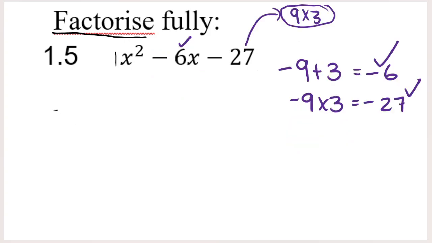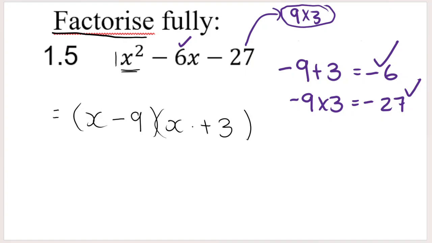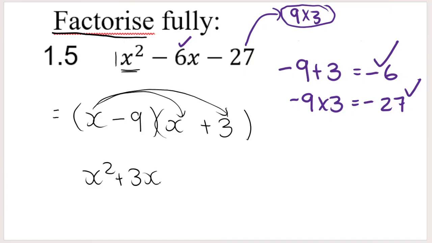So we're going to have two brackets. So it's kind of like difference of two squares in that we have two brackets. We're going to have an x and an x because x times x will get me that x squared. And then remember we said we need to use a negative 9 and a positive 3. The reason why is because if I have to distribute this, so let's do it quickly to check, you just distribute. x times x is x squared, x times 3 is 3x, minus 9 times x is negative 9x. Negative 9 times positive 3 is negative 27.